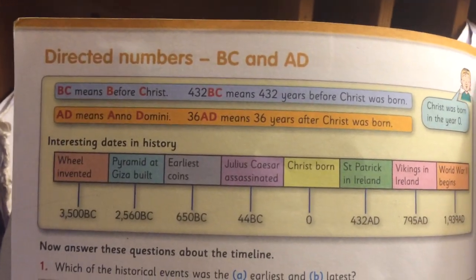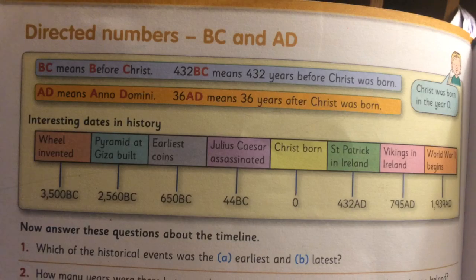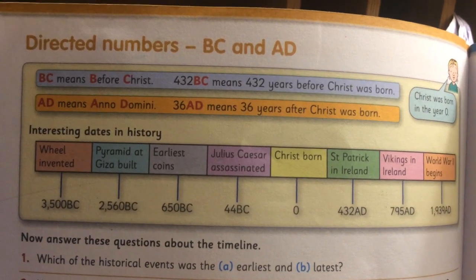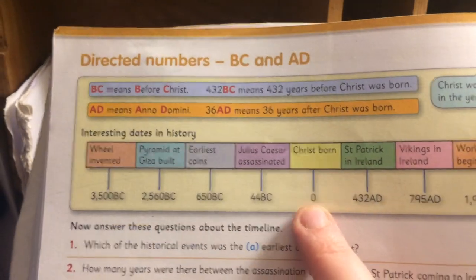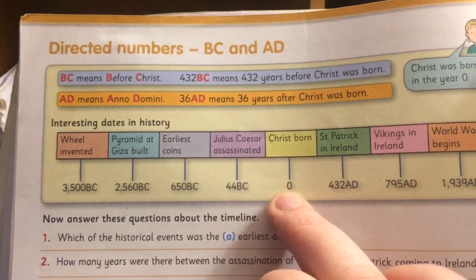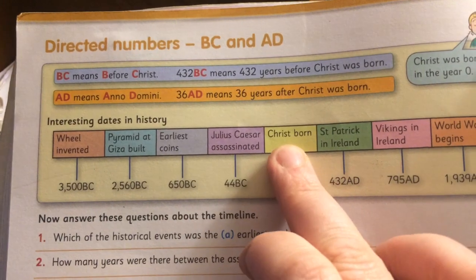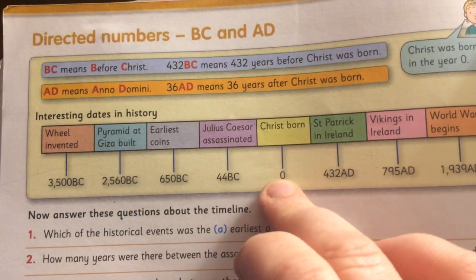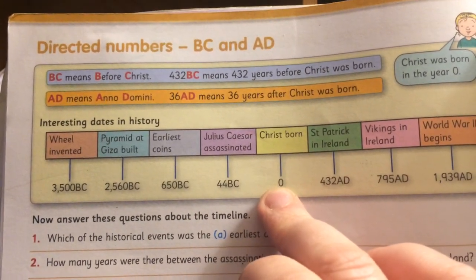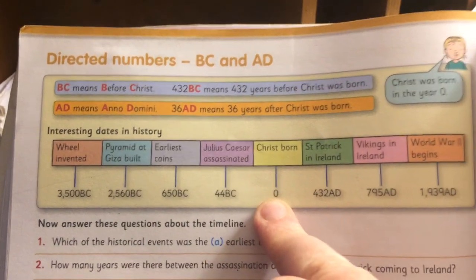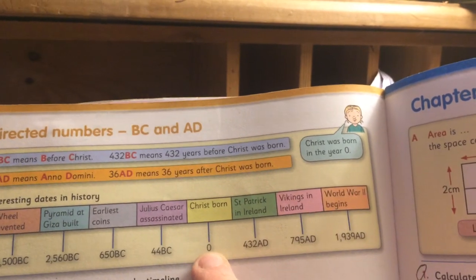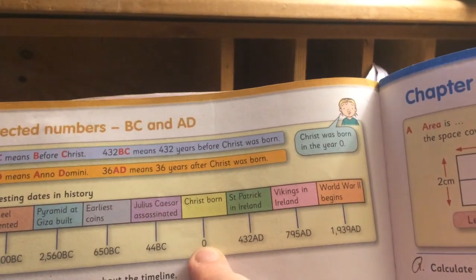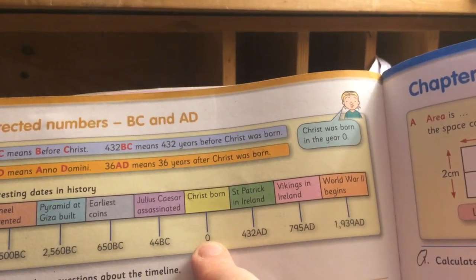Okay, so the recording of history has one central point that we use, to be perfectly honest, and that is we record 0 as the year that Christ was born. So the date we're in now is 2020, so we're 2020 years after that date.